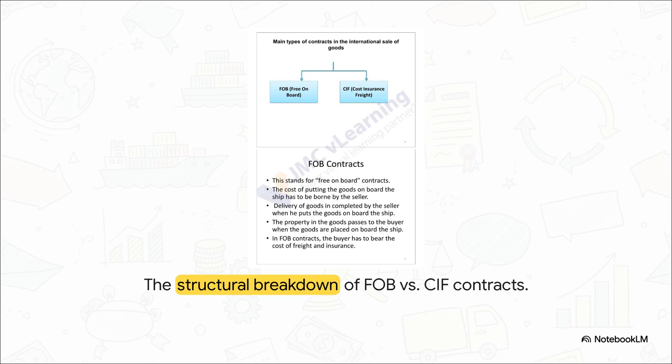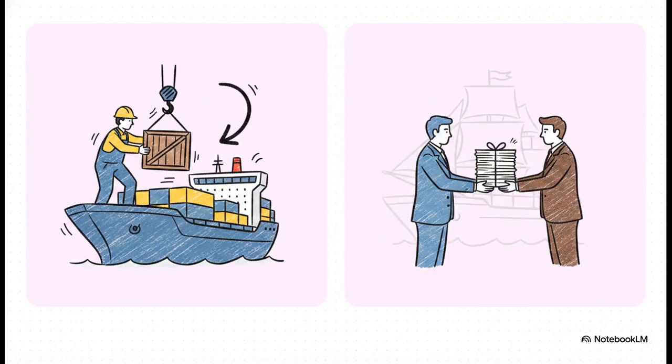As you can see, our contract options cleanly split into two distinct paths that dictate exactly who bears the risk and responsibility. On one side, we have FOB, which stands for free on board, and on the other, we have CIF, meaning cost, insurance, and freight. Let's break down exactly how these two differ.